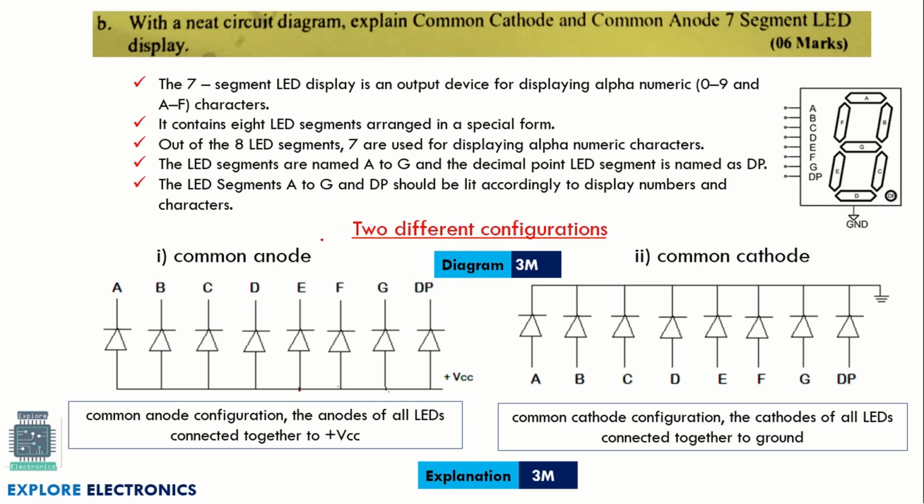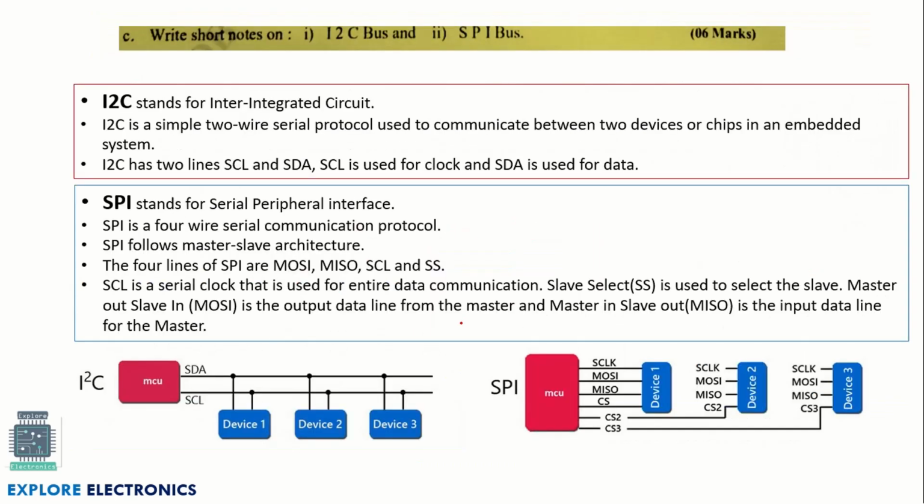Then with a circuit diagram, we need to explain the 7-segment LED and the 2 configurations, such as common anode as well as common cathode. The 2 diagrams are required here. Common anode means the anodes of all the diodes are connected to VCC. In common cathode, the cathodes of all the diodes are connected to ground. And you need to explain in detail how the connections will be, and these ends are going to be programmed using a microcontroller to make the LED turn on to display a particular value.